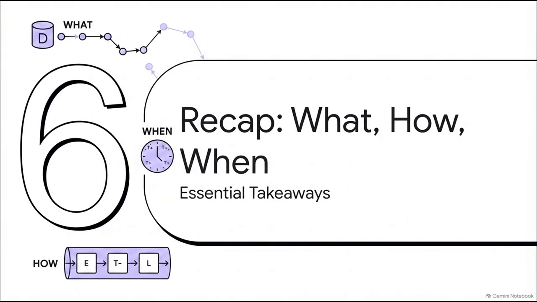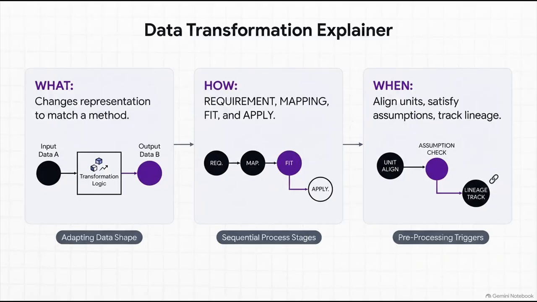Finally, we're at part 6, a recap on the what, how, and when. Let's lock in this essential byte. What is it? It's changing representation, scale, distribution, or structure to match an analytical method, all while preserving meaning. How do we do it? Systematically. We move through requirement, mapping, fit, and apply. And when does it matter? Whenever you need to align units, stabilize relationships, or satisfy assumptions, always while strictly tracking lineage back to your source data.